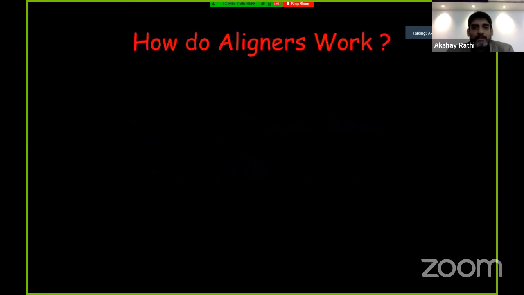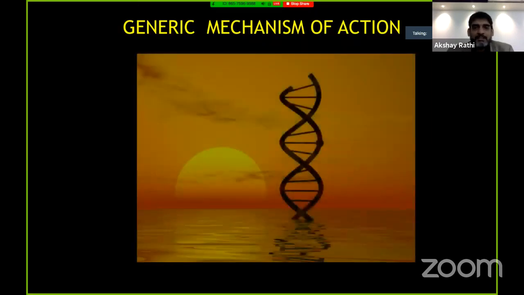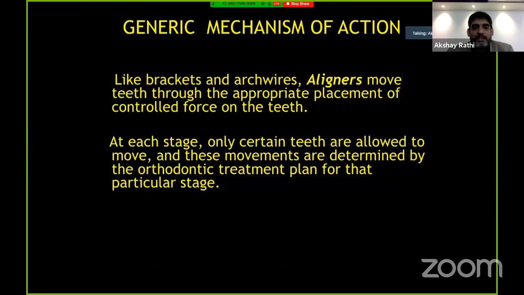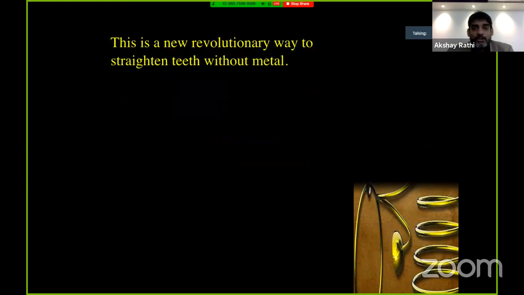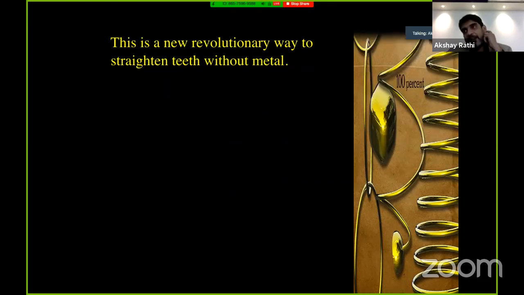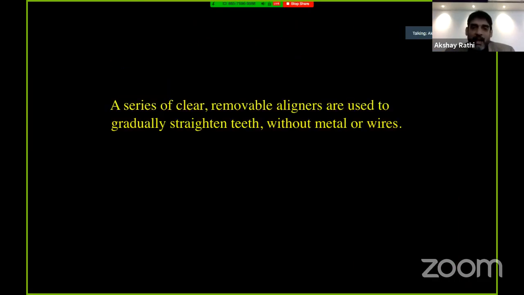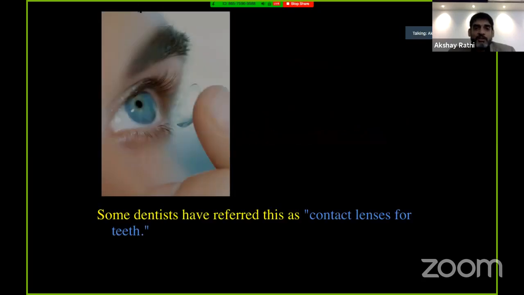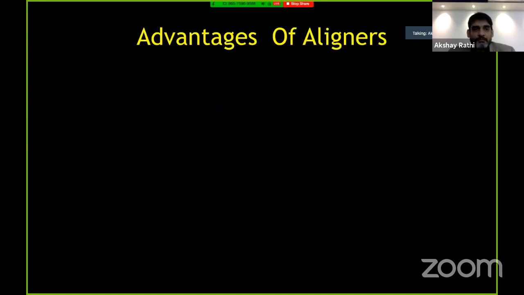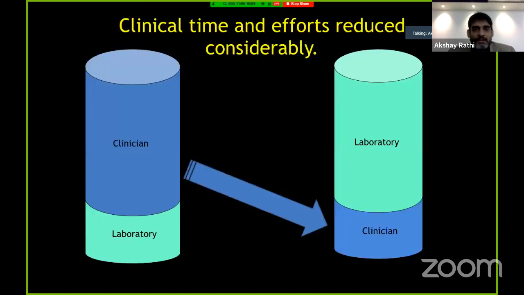So how do aligners work? Like brackets and arch wires, they move teeth. It's a revolutionary method. It was introduced in 1997-98 by Invisalign. They had their patent which expired after 14-15 years. And now we have got multiple aligner companies where the cost of aligners has come down considerably than what it was in the beginning. Yes, there are a lot of advantages.